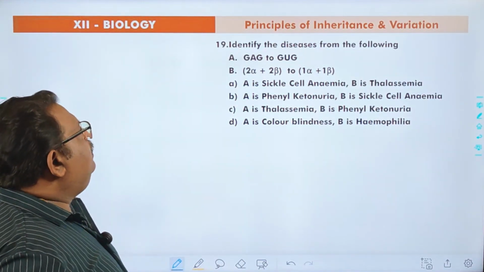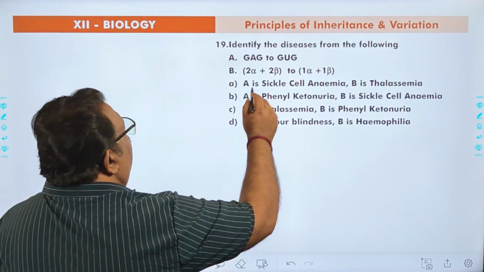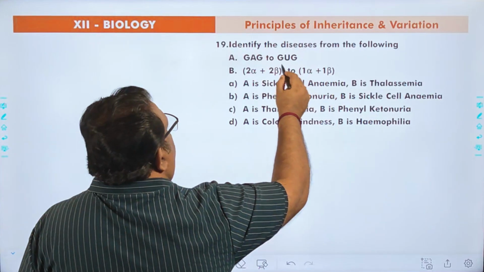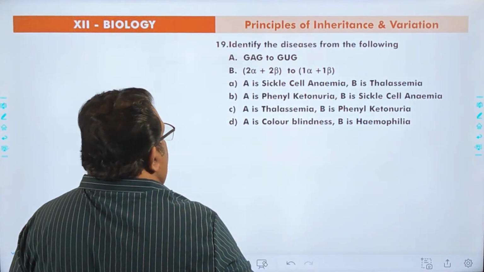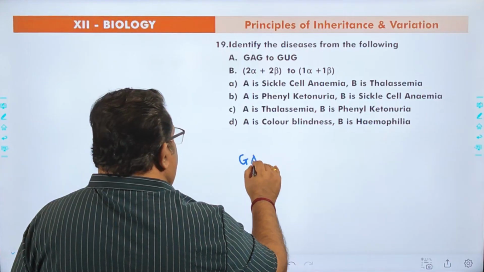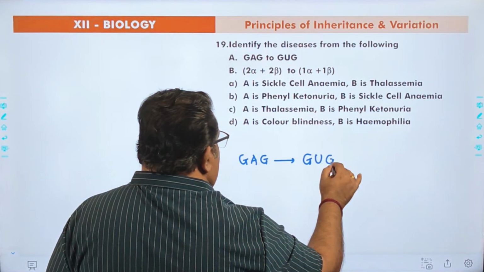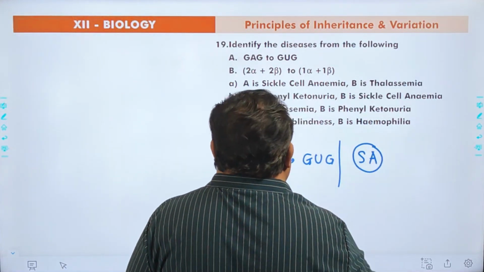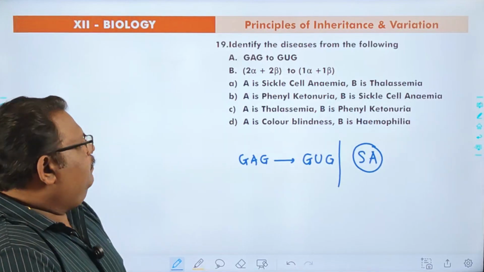Next one, identify the diseases from the following factors. A, GAG to GUG. There is a mutation from GAG to GUG. Adenine is mutated to uracil. GAG is mutated to GUG. So this will result in a disorder called sickle cell anemia. So A refers to sickle cell anemia.